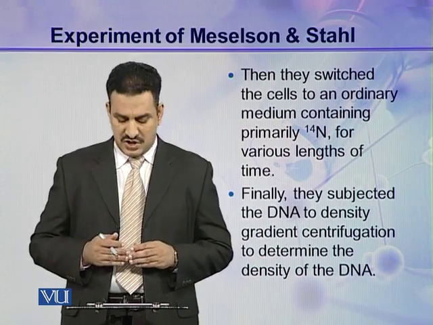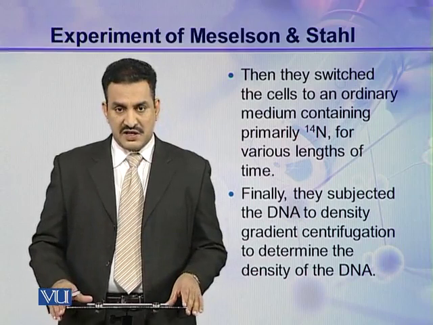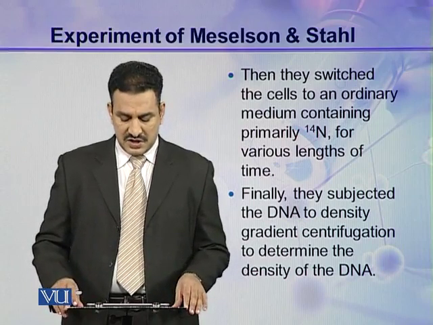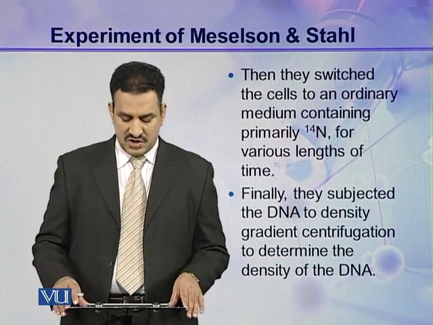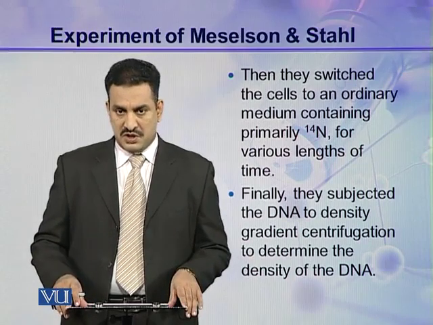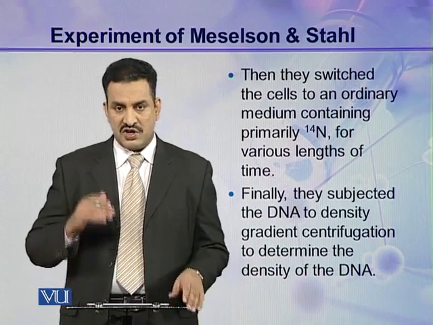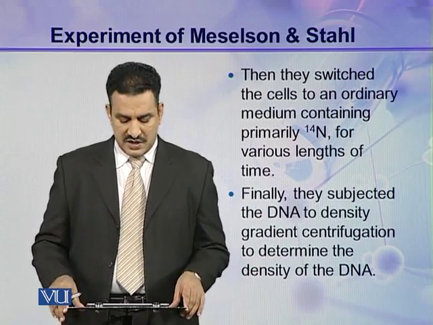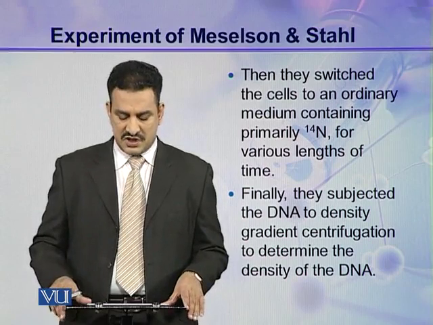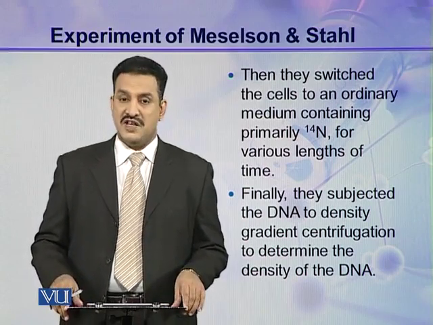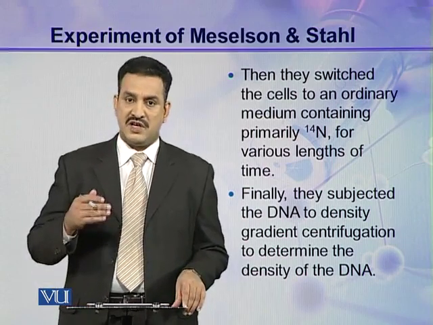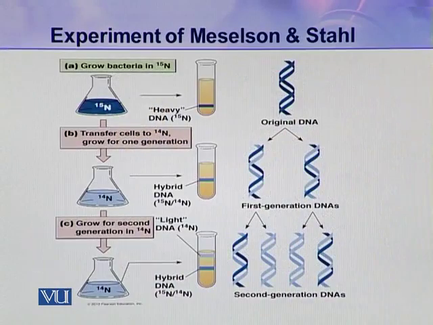newly synthesized DNA molecules. Finally, they subjected the DNA to density gradient centrifugation. This is a type of centrifugation based on density difference, and they performed it to determine the density of DNA at different time intervals. As you can see in this experiment, this is how they proved that semi-conservative replication is the correct type of replication.